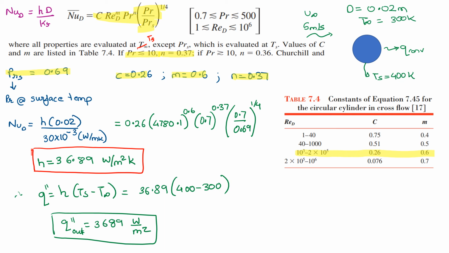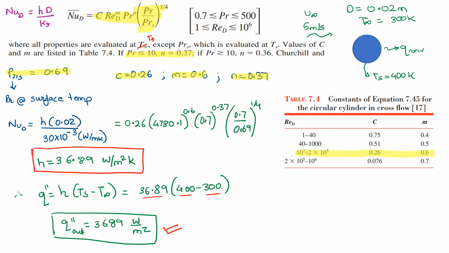We substitute this in Newton's law of cooling. This is our h. Our temperature is in Kelvin, 400 minus 300, and this gives us our heat flux as 3689 watt per meter square.